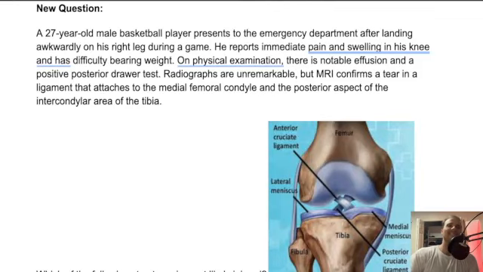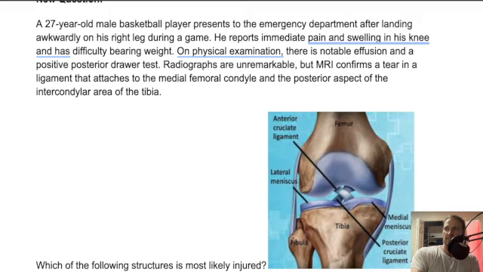Okay, let's talk about these ACL and PCL injuries. ACL injuries are going to result in anterior tibial translation, and the PCL is posterior tibial translation. And when you see an MRI that looks like this, you have to think the fibula is on the outside, laterally. Okay, so we had a 27-year-old male, pain and swelling, maybe some bleeding.